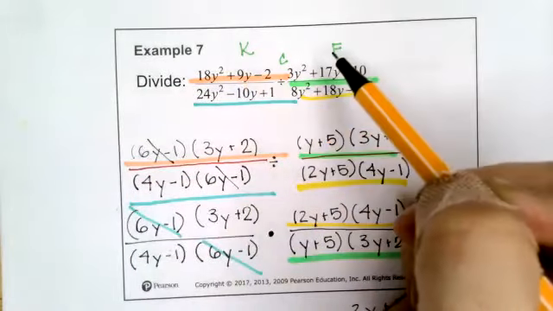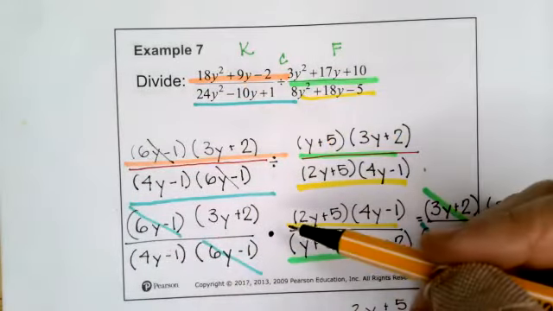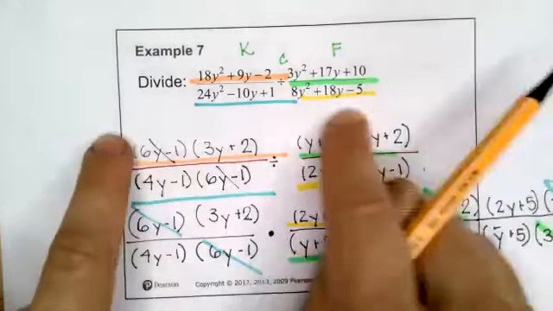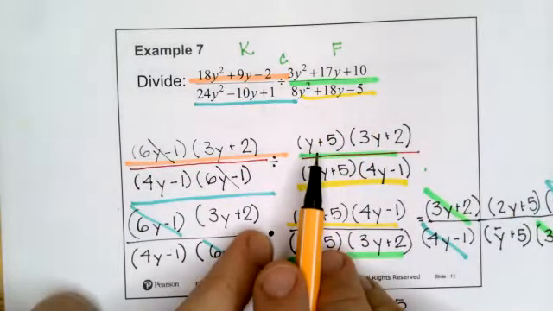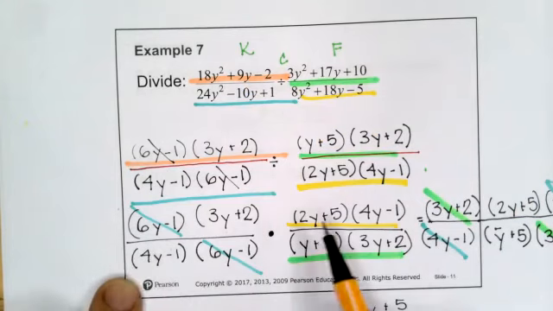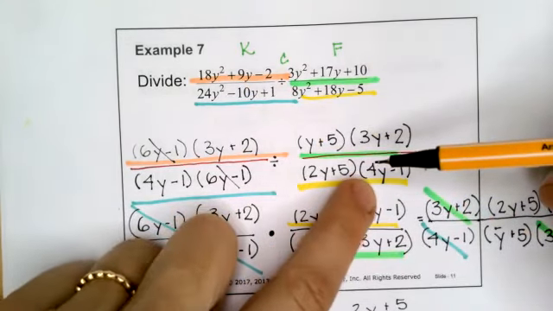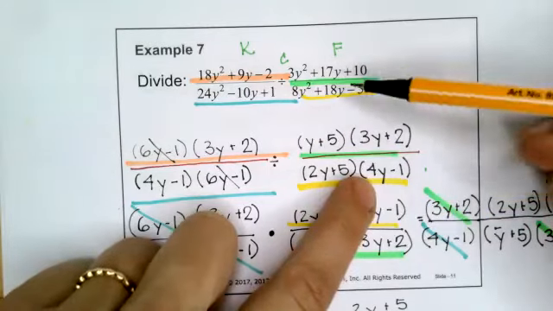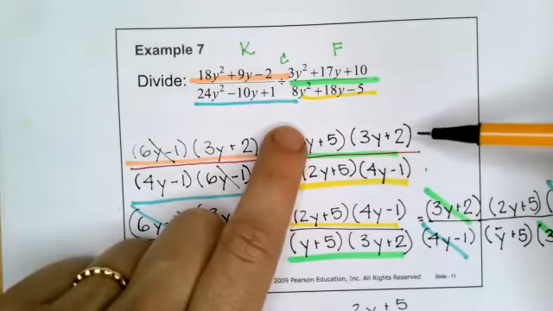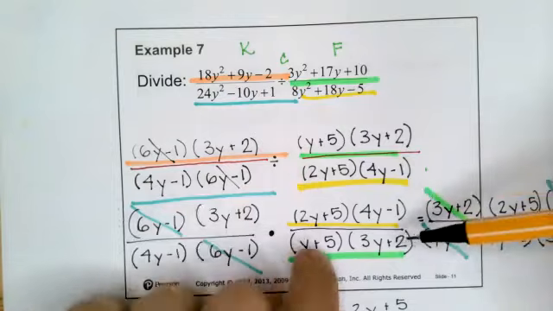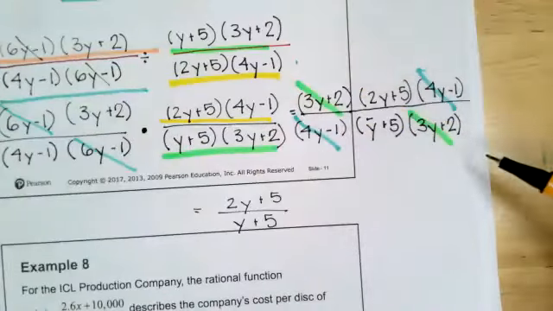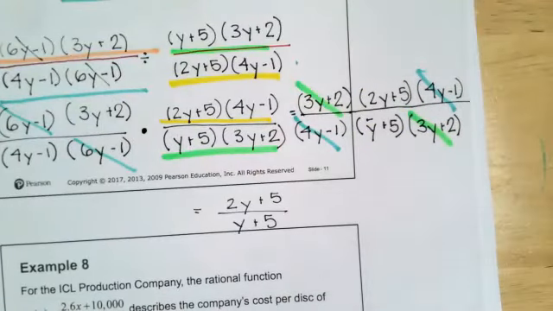I know when I'm dividing, if I want to change it to multiplication so that I can just look straight across, I flip or use the reciprocal of my second fraction. So everything that was on the bottom goes to the top, everything that's on the top goes to the bottom, and then I can just cancel out my binomials.